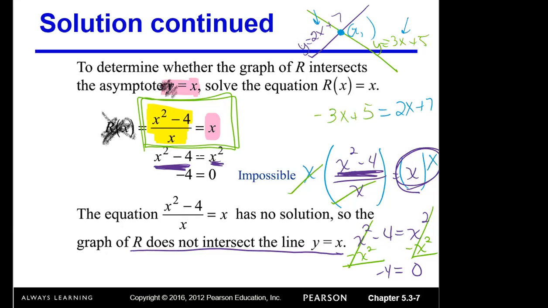Whenever you're solving an equation and your variable just disappears, that means there's no solution, which applied to this situation means there's no intersection between my original function and my oblique asymptote.